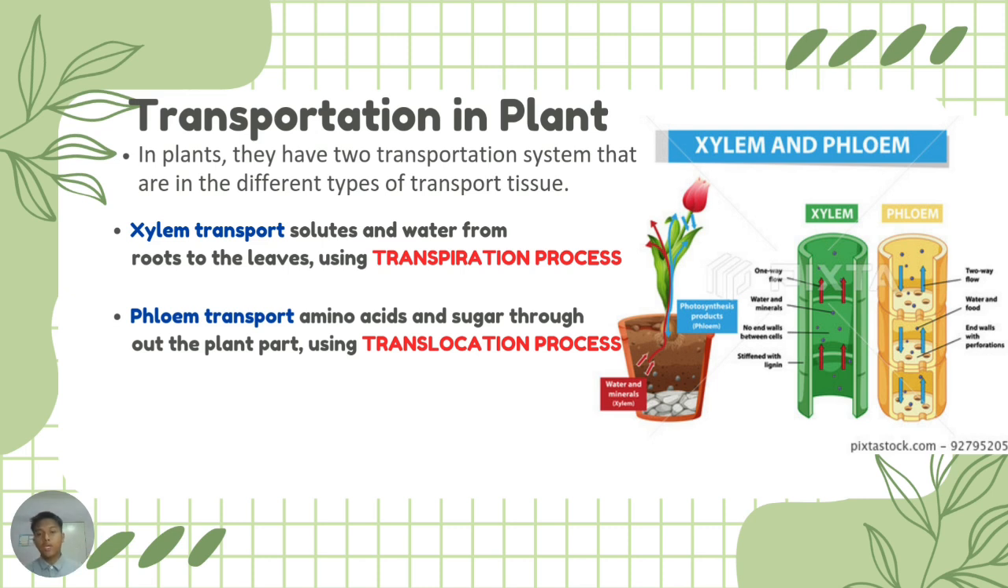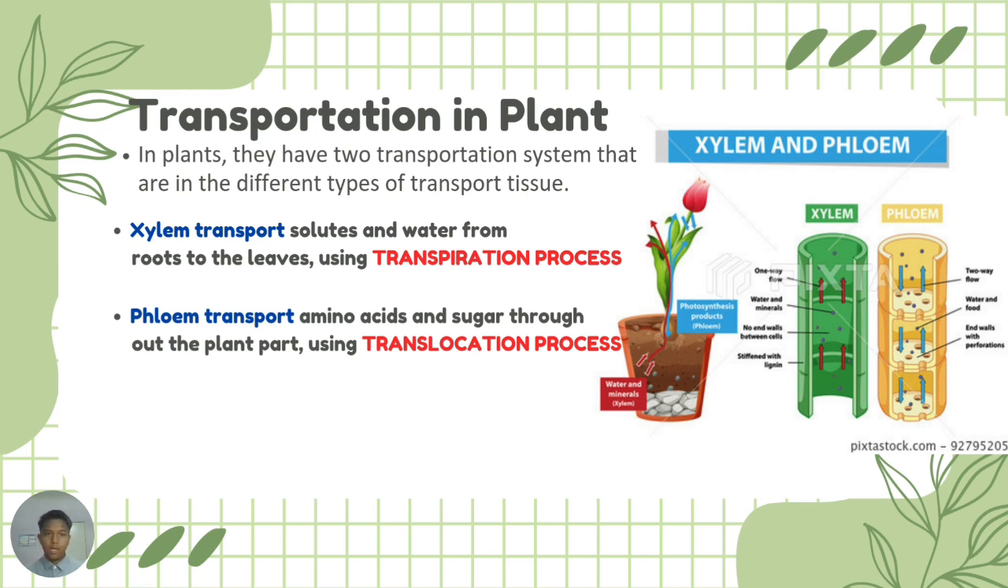As you can see on the right, there's a picture with xylem, which is in green, and phloem in yellow. Xylem, the green one, transports solutes and water from the roots to the leaf using the transpiration process. And phloem, the yellow one, transports amino acids and sugar throughout the plant parts using the translocation process.